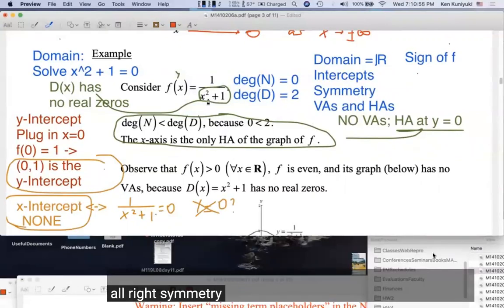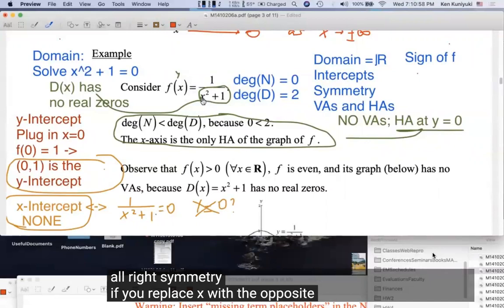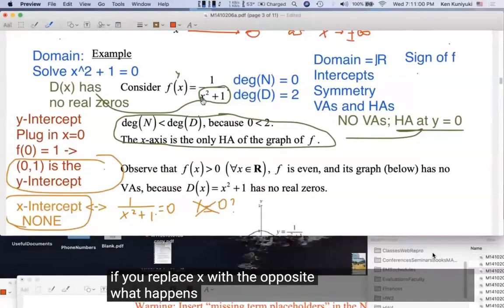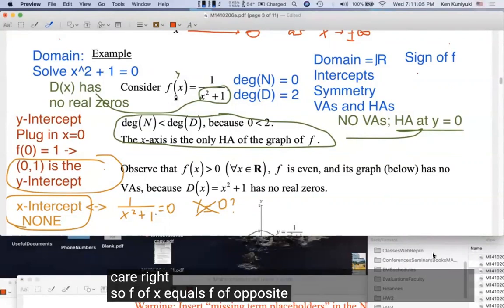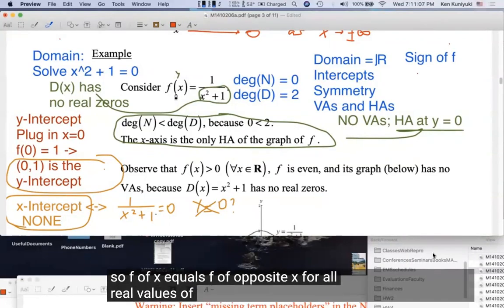Symmetry. If you replace x with the opposite, what happens? Well, the square doesn't care, right? So f of x equals f of opposite x for all real values of x.